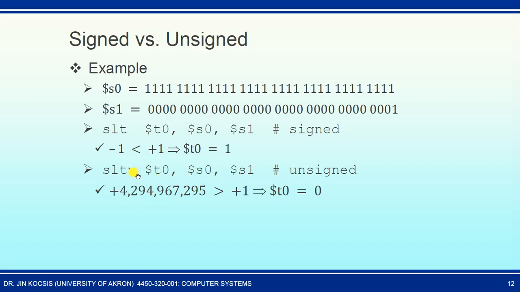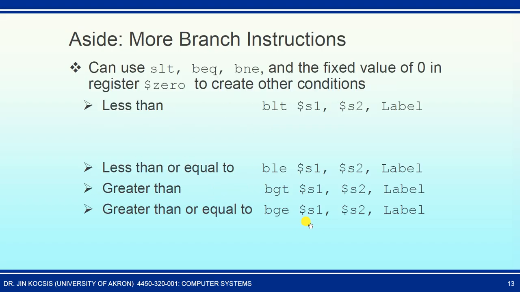However, if I treat this comparison as set on less than unsigned, in that way I treat S0 and S1 both as unsigned, non-negative values, then S0 will be a very large positive value. By doing so, the less-than condition is not satisfied, right? So S0 is actually larger than S1 rather than less than S1. Therefore, in this case, the destination T0 is assigned 0. Right? You can see that you really need to be careful whether it's set on less than or set on less than unsigned. In other words, whether you treat the source operands as unsigned or signed values, because the result can be different.